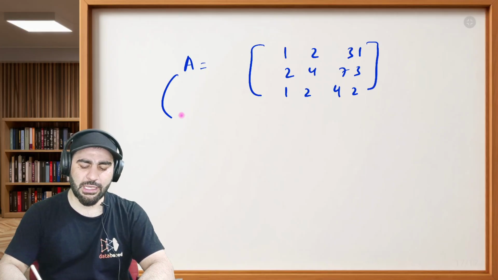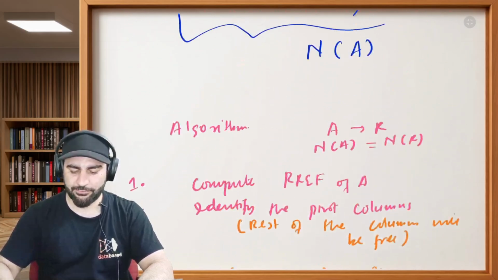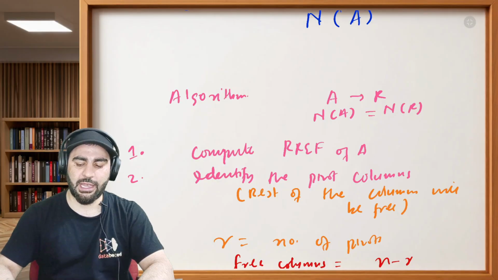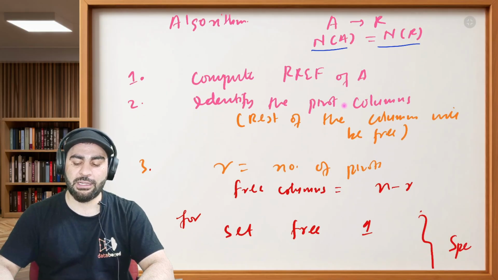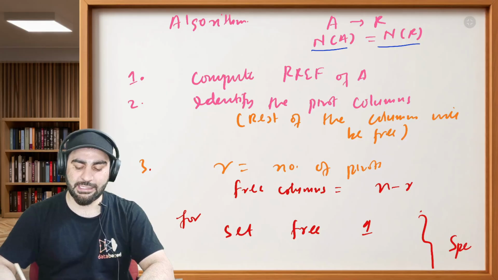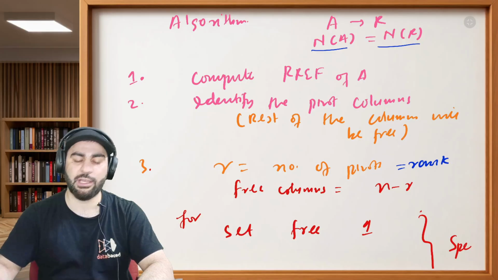So if you remember the algorithm, it was written over here. If you have this A and you have to reduce it to R, because you know that the null space of A is equal to the null space of R, you will compute the row reduced echelon form of A, then identify the pivot columns, and the rest of the columns will be free. Once you identify the pivot columns, you will set this as rank. So this r is the number of pivots, which is equal to rank. I just wanted to add this here so that you get the clarity.